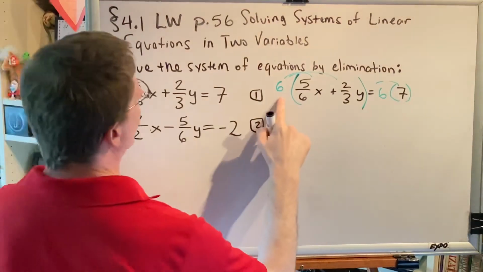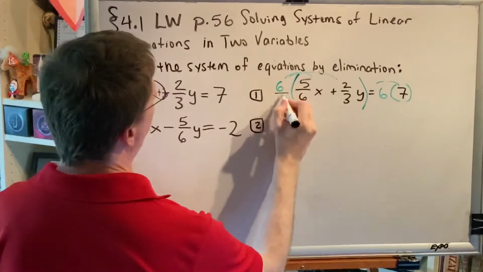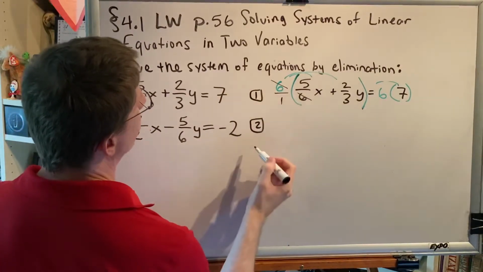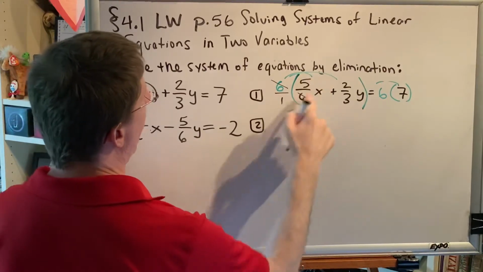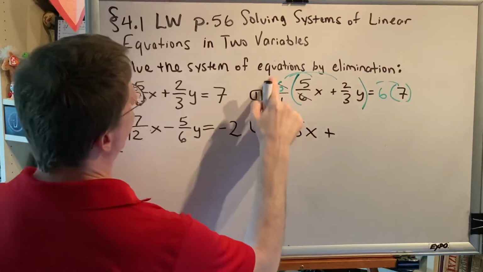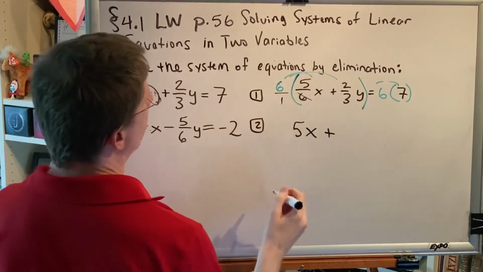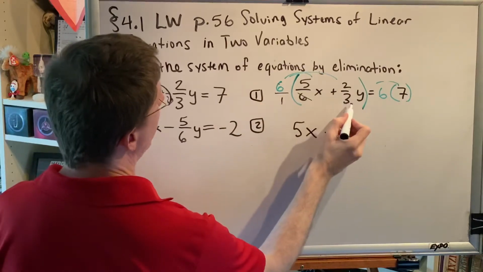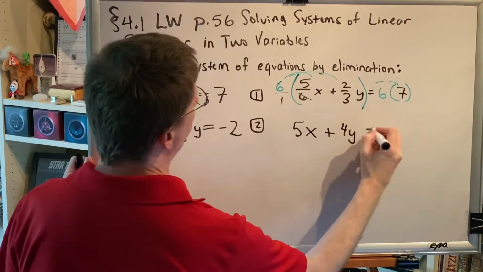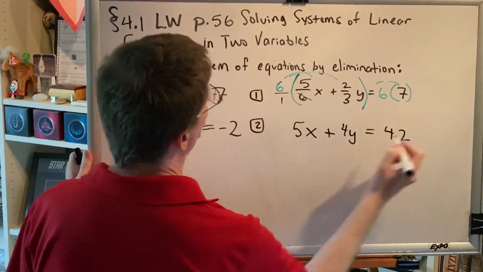So on here, we're going to have 6 times 5/6. Well, think about what that means. 6 is the same as 6 over 1. These 6's are going to cancel. So what are we left with? 5x over 1, which is simply 5x. Now, before this 6 cancels, it is also distributed to the other term. And so 6 divided by 3 is 2. And 2 times 2y is 4y. So we get 5x plus 4y equals 6 times 7, which is 42.